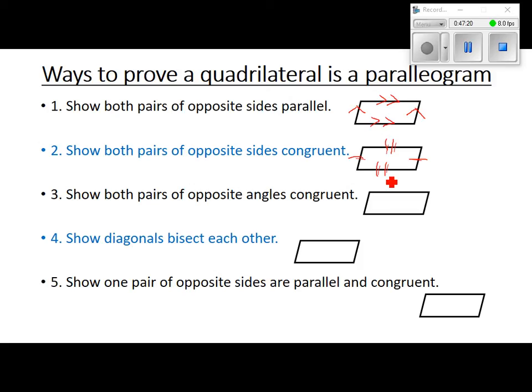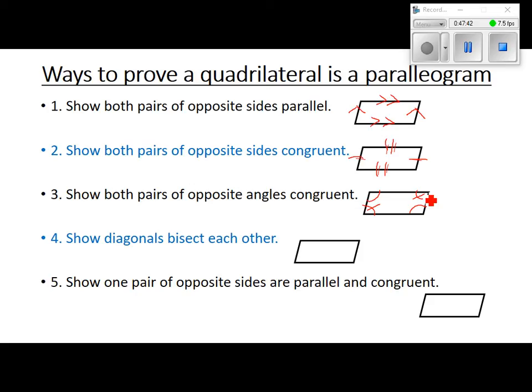Show both pairs of opposite angles are congruent. So if we can show this angle is congruent to that angle, remember with the opposite angles, they have to be the ones catty corner from each other. And this angle is congruent to that angle. If we have that information, then we can say, yes, this is a parallelogram.